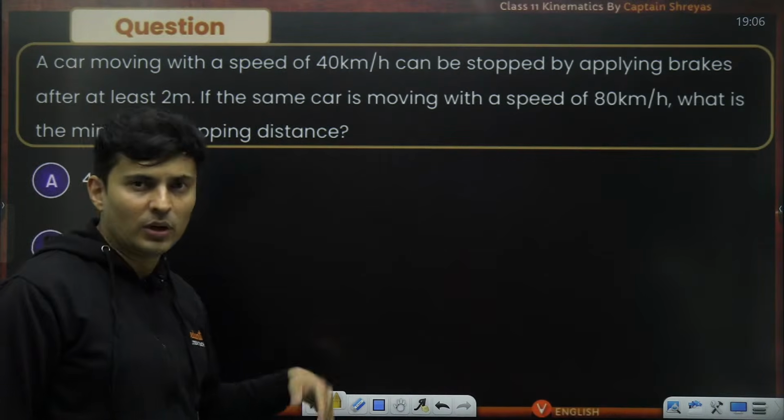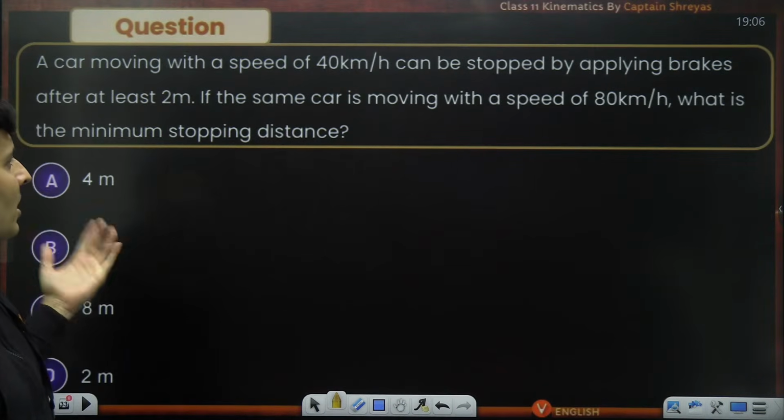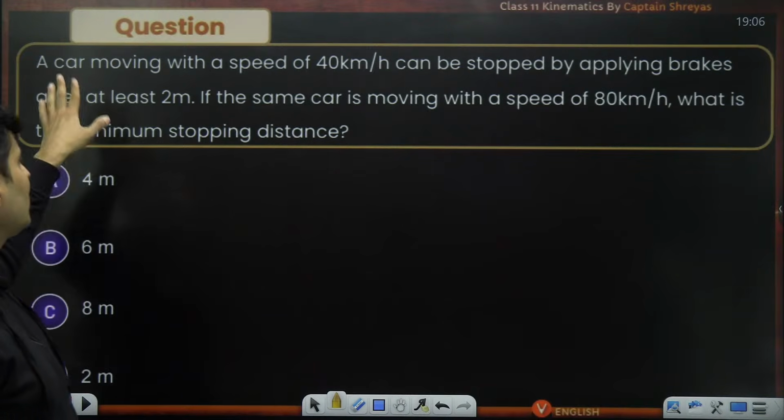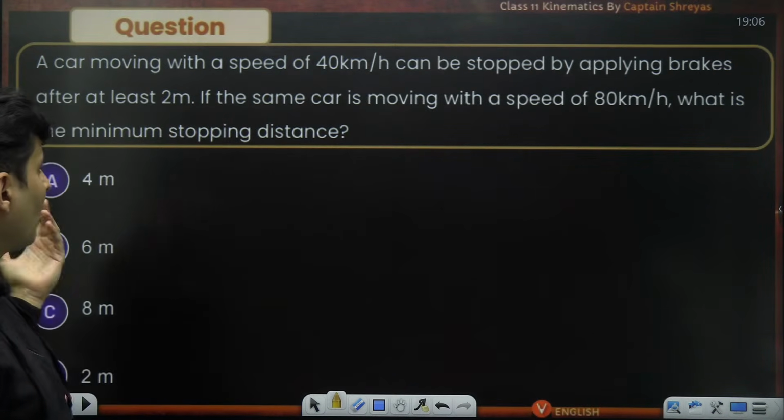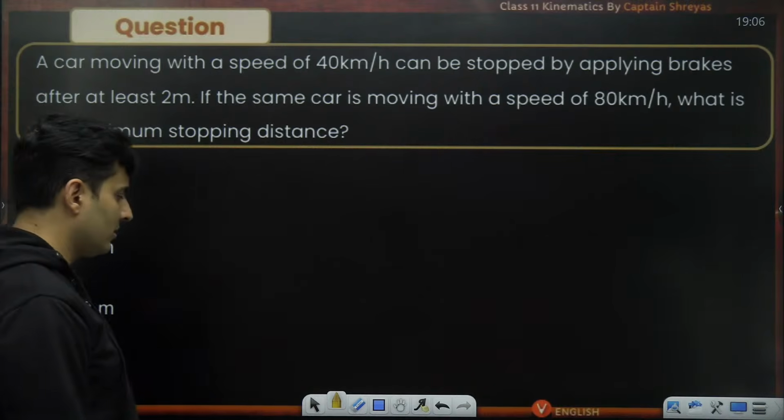A car is going at 40 kilometers per hour. And if you apply the brakes, then it stops in 2 meters. Now the car speed is doubled. What is the minimum stopping distance?